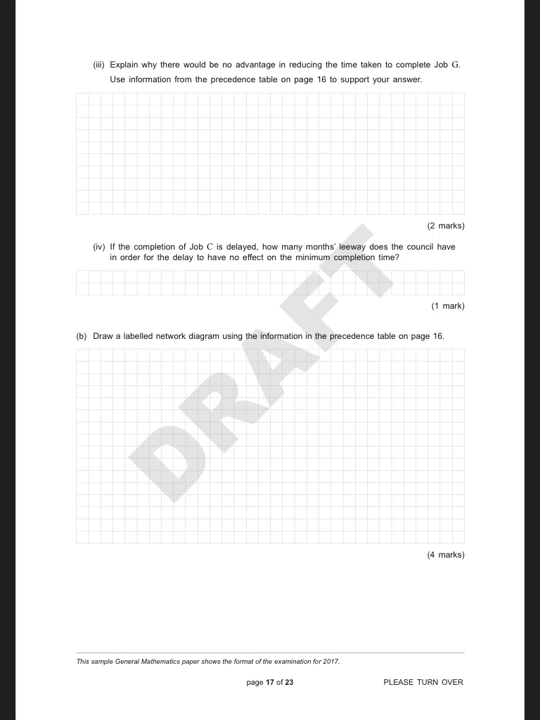Explain why there would be no advantage in reducing the time taken to complete job G. Use the information in the precedence table on page 16 to support your answer. Well, firstly, I can just remember off the top of my head, G is not on the critical path, so has no effect on the minimum completion time.